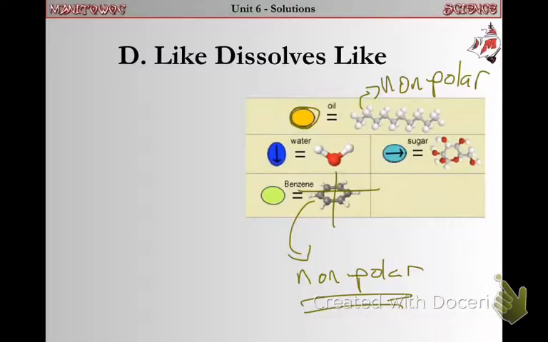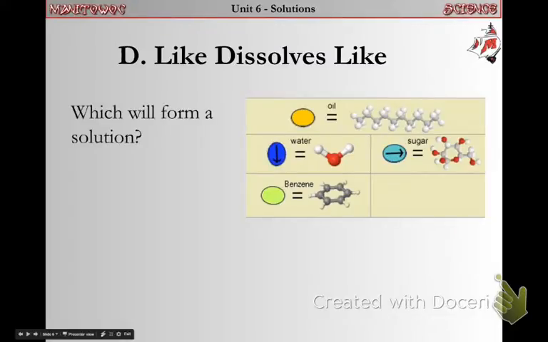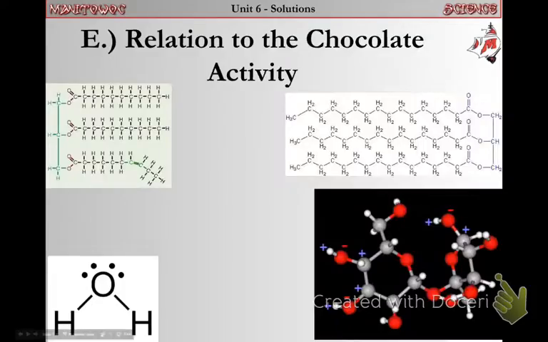Now here's the thing. What if we take some oil and some water? Will they mix together? Obviously they won't. We've seen this in the chocolate lab activity, and we've seen this in daily life. The reason they don't is because their chemical structures are too different from one another to actually mix. So which will form a solution? We know the sugar water will, and the oil and the benzene will as well.